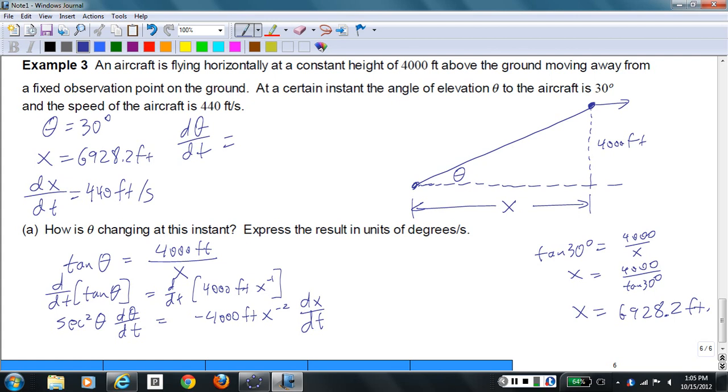The unknown is d theta dt. So I'd like to solve this equation for d theta dt. You can multiply both sides by cosine squared theta. And that would do it, I think. So let's see, d theta dt equals cosine squared theta times negative 4,000 feet over x squared times dx dt.